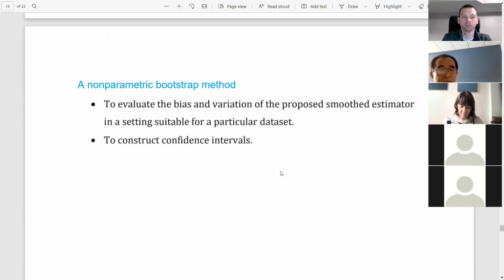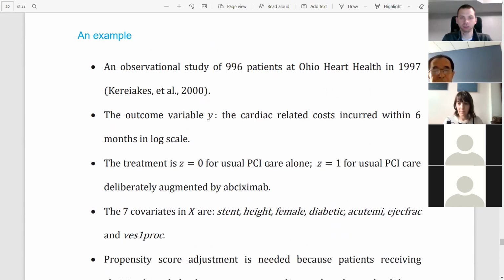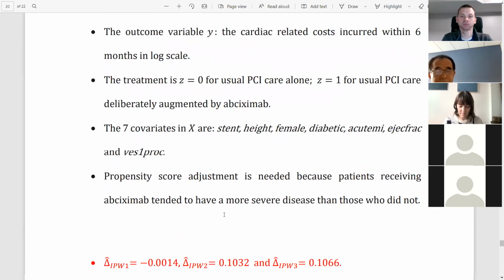And we also have a non-parametric bootstrap method to do the confidence interval. Here is one example with real data: the Ohio heart study of 996 patients. The outcome is a cardiac related cost, with two groups and 7 predictors.